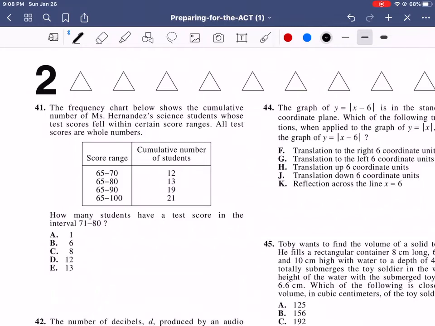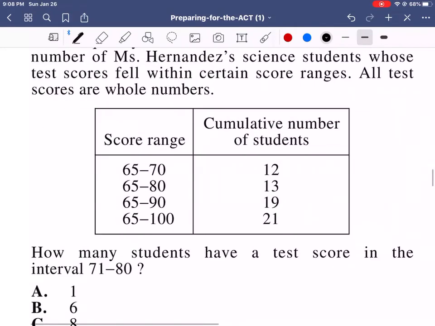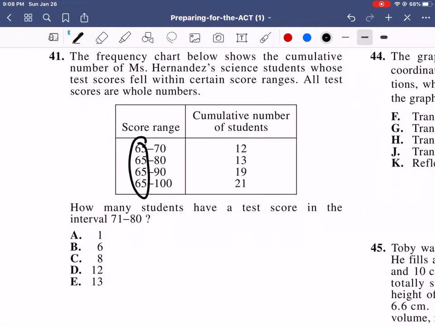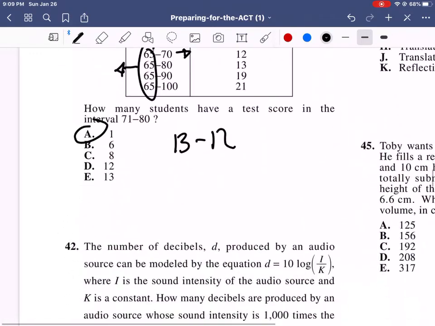The frequency chart below shows the cumulative number of Mrs. Hernandez's science students whose test scores fell within certain score ranges. All test scores are whole numbers, so you see how 65 is common between all of them. This is confusing, I think. 71 is here. It's after this one, but before 80. So I'd say 13 minus 12 is 1. A.